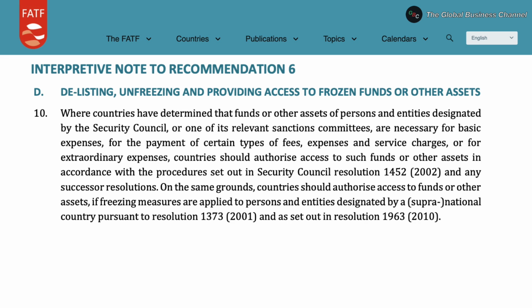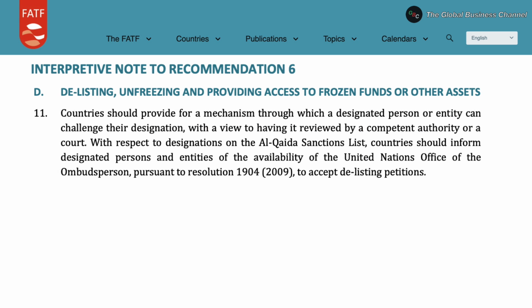This should be done following the procedures in UN Security Council Resolution 1452 of the year 2002 and its successors. Similarly, access should be authorized under similar conditions for assets frozen by supranational authorities under Resolution 1373 and Resolution 1963 of the year 2010.